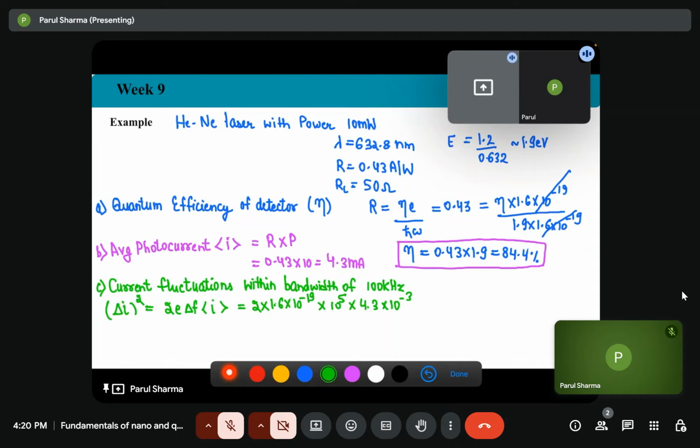So delta I will be the square root of 2e delta f I, which will give you 12 nanoampere after plugging in the values of all these constants. That is the 12 nanoampere.